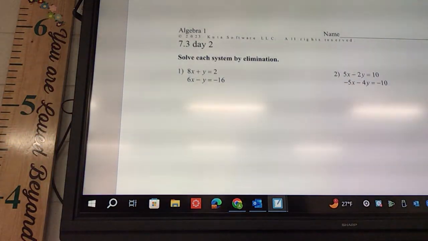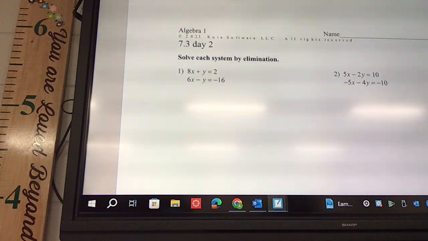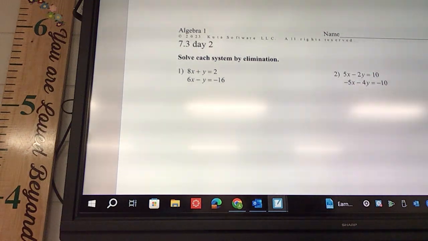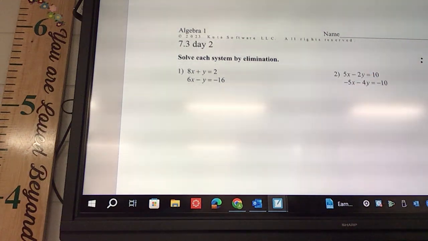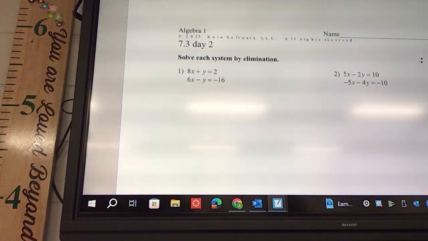We started on elimination. We did adding and subtracting. So today we're going to continue with that. Obviously you can see that neither equation has y equals. So that's how you know when you need to use elimination.